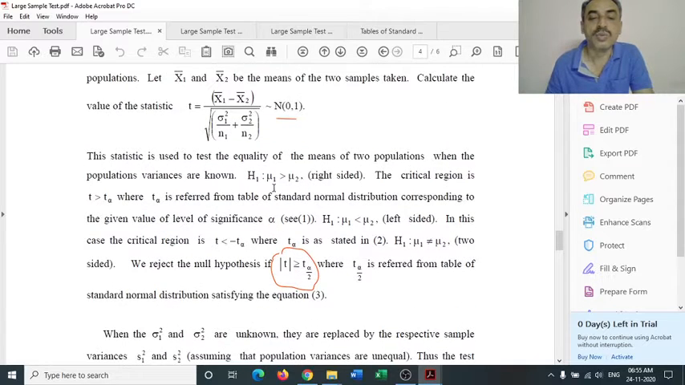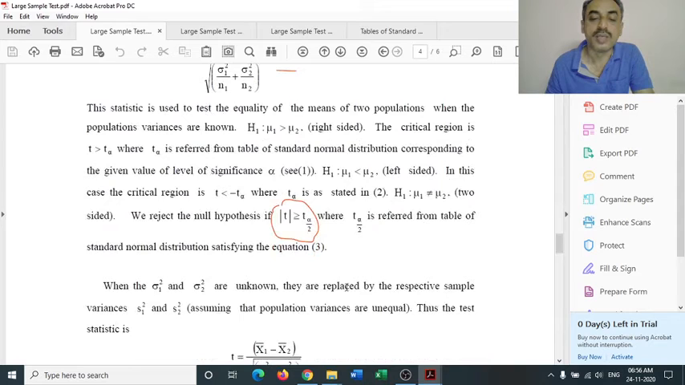Therefore here, when mu1 is greater than mu2, right-sided test, the critical region is t greater than t alpha. t alpha is, as before, referred from tables of standard normal distribution corresponding to the significance level. For mu1 less than mu2 it will be t less than minus t alpha, and for the two-sided test it will be modulus t greater than or equal to t alpha by 2, or t less than or equal to minus t alpha by 2 or t greater than or equal to t alpha by 2 when you write in two separate intervals. So these are the three critical regions for the three different types of alternative hypothesis.